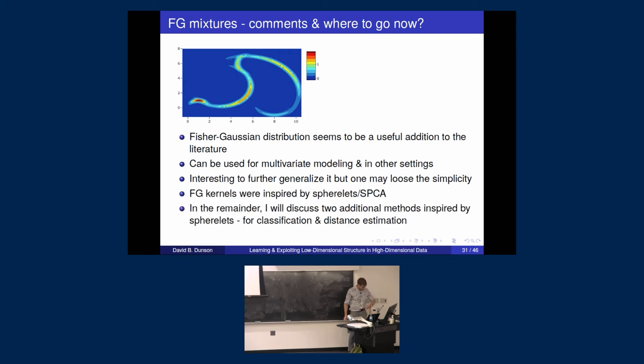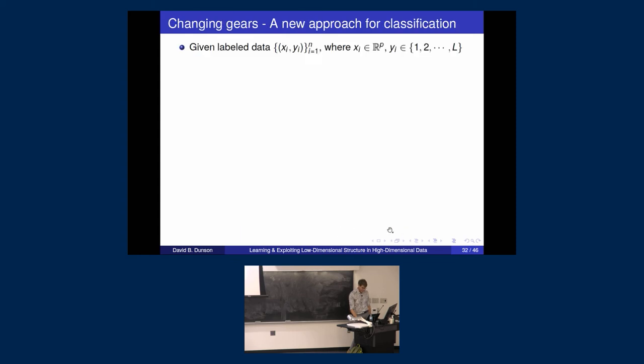So in the last part of the talk, I've got maybe 15 minutes before I should shut up. I'm gonna talk about using spheres in two vignettes. The one is for a more targeted, not model-based classification, and the one is for distance estimation, which I illustrate with clustering.